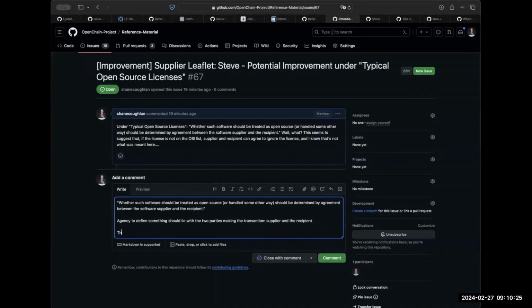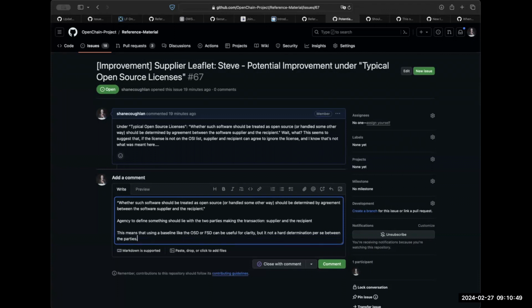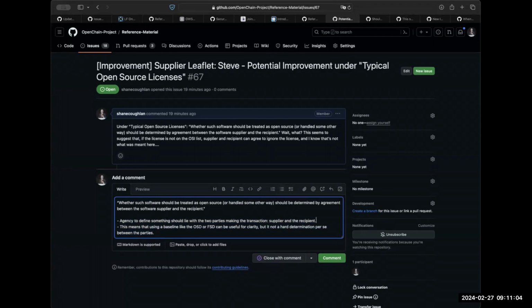Yeah. This means that using a baseline, I'm just going to try and describe it here. I know that this sentence I've just written, a baseline like the OSD or FSD can be useful for clarity, but is not a hard determination per se between the parties. That would be controversial to some people, I think, because they'd say it should be. And that's the difference, I think, between should and is.